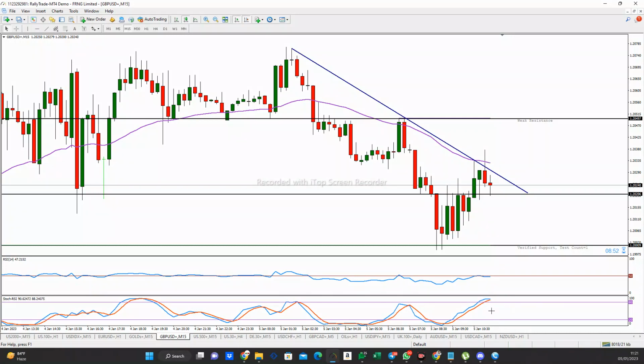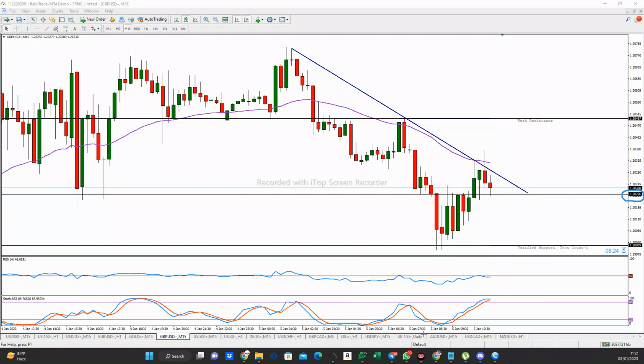This stochastic RSI is going to be crossing like this. The blue one will cross the red one in this manner. But you don't have to. We'll just make sure that this candle closes below this particular price level. If this candle can close below this price level, then you are looking out for that sell, right?